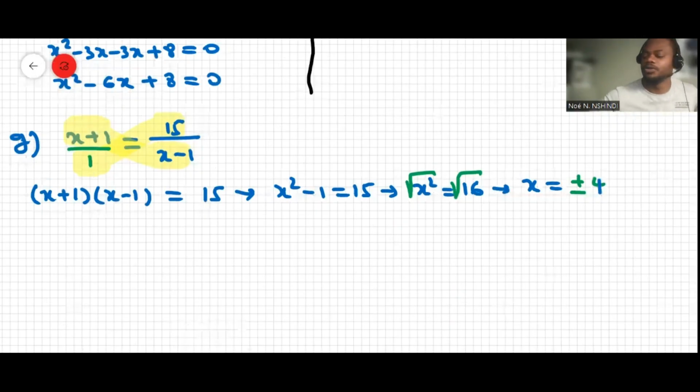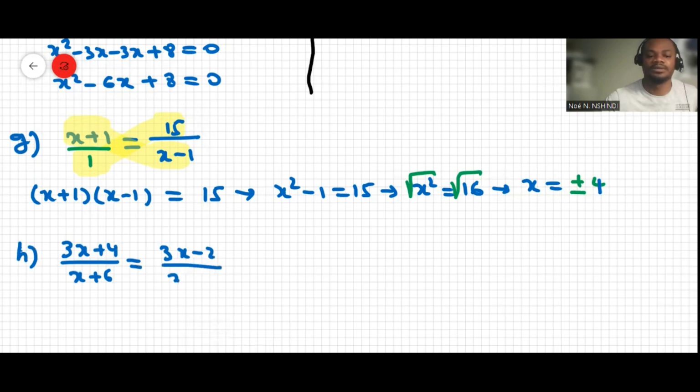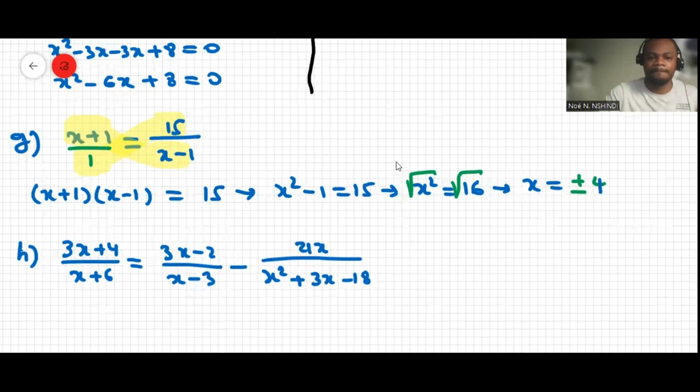Then we can also do the next question, which will be question H, given by (3x + 4)/(x + 6) equal to (3x - 2)/x over... (x - 3) minus (x squared + 3x - 18) under 21x.